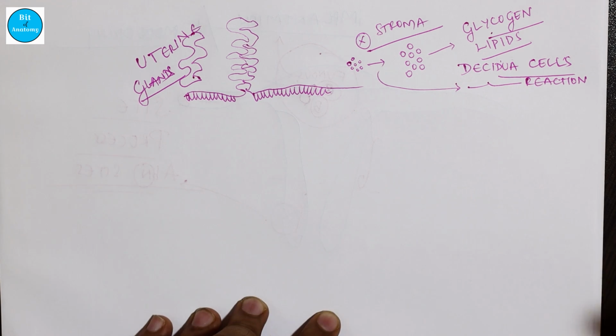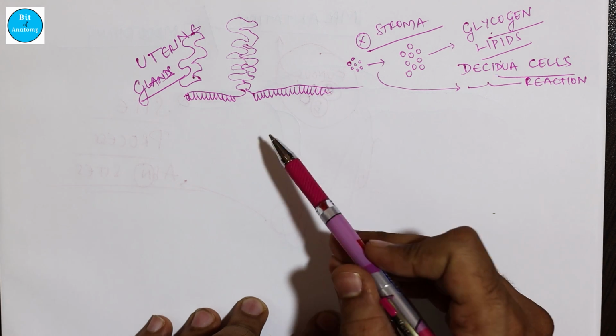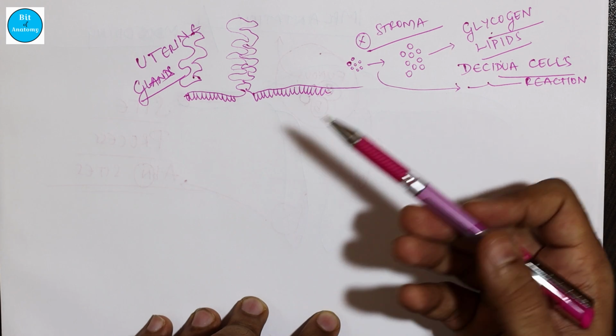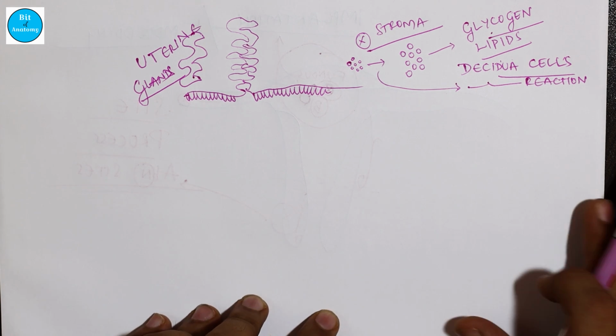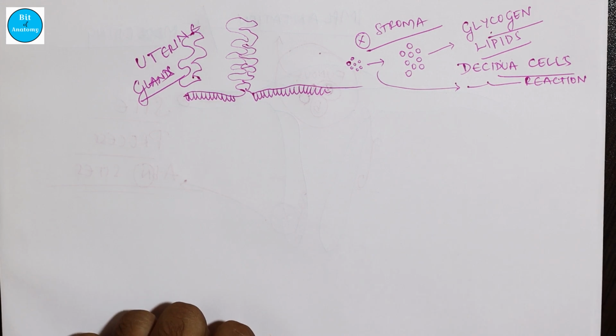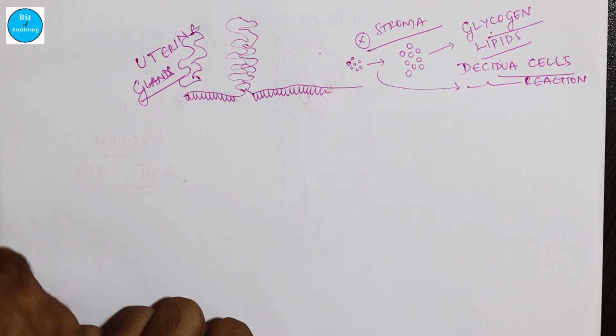The entire endometrium we call the decidua. Why is it called the decidua? It is similar to a deciduous forest which sheds off its leaves. This decidua, if there is no fertilization and no implantation, is shed off during each menstrual cycle. That's why it is called the decidua layer. So these are the changes that occur in the endometrium.